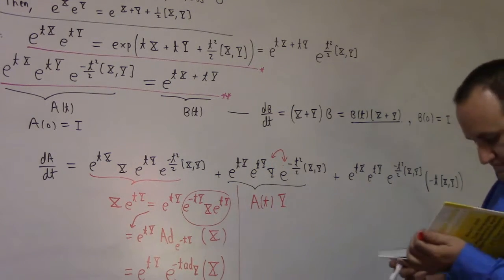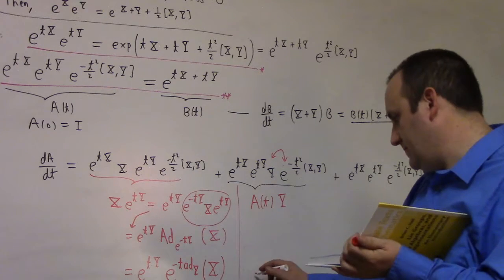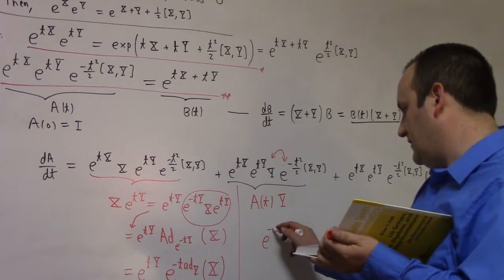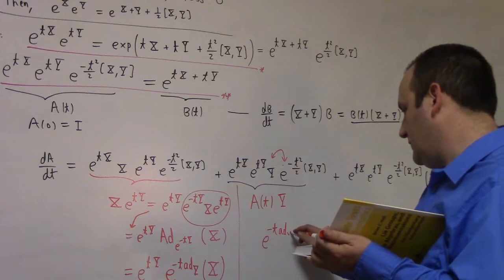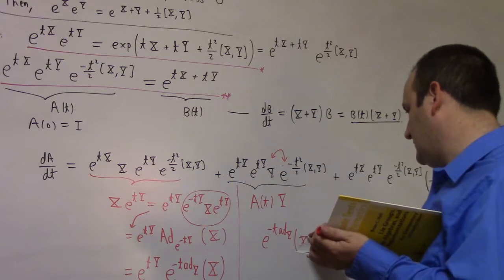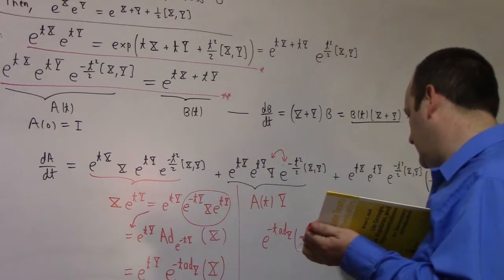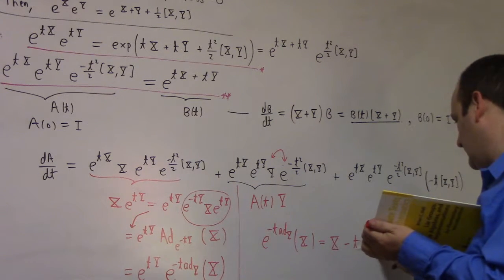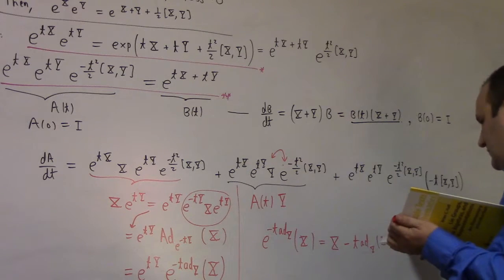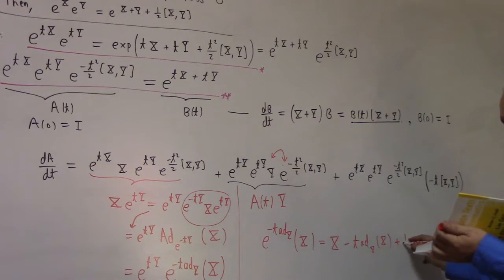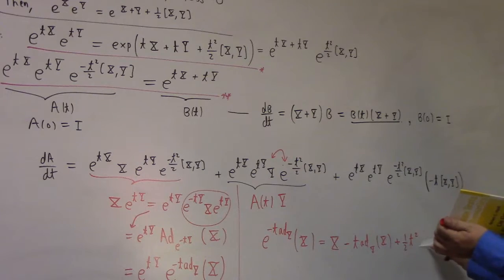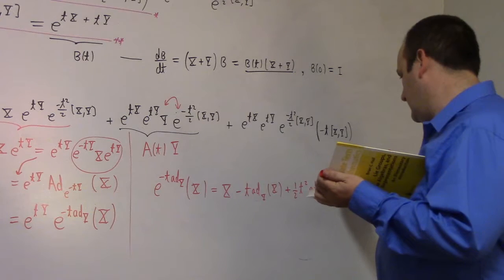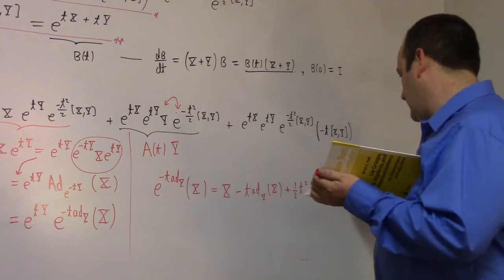What is this? I'll write it over here. e to the minus t ad y acting on x is what? It's x minus t times the little adjoint y acting on x, plus 1/2 t squared ad y of ad y acting on x, and so forth.